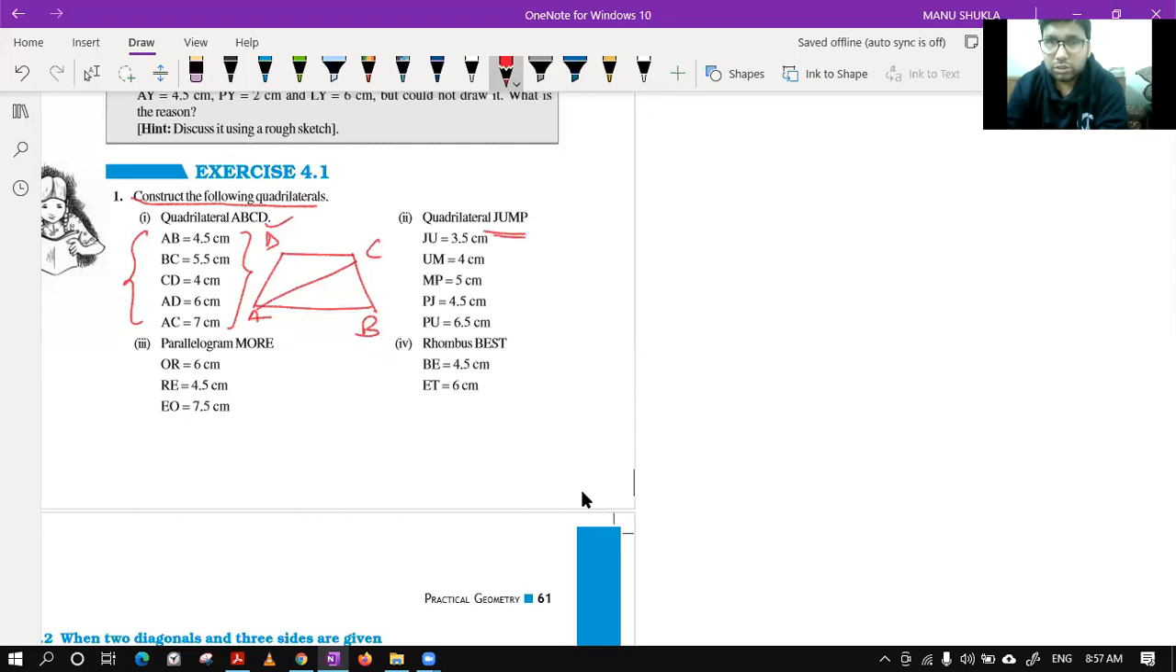Similarly, in this one, JUMP, you can draw a quadrilateral like this. JU is given to you as 3.5 centimeter. UM is given as 4 centimeter.